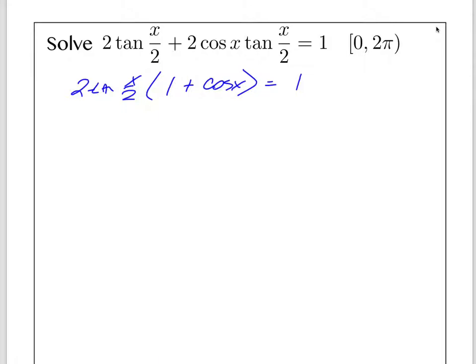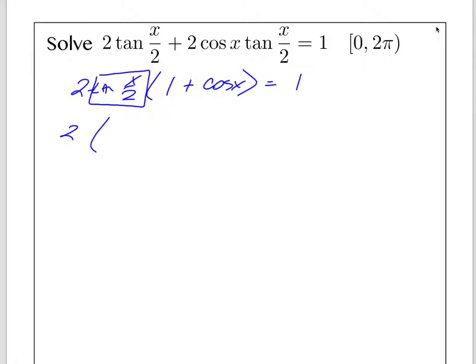Now what? I want to replace the tangent of x over 2, and I have 2 choices. Which one of those 2 choices do I want to use? Not the first one. I want to use the second one this time, because what is in the bottom of the second one? 1 plus cosine, so those 1 plus cosines cancel.